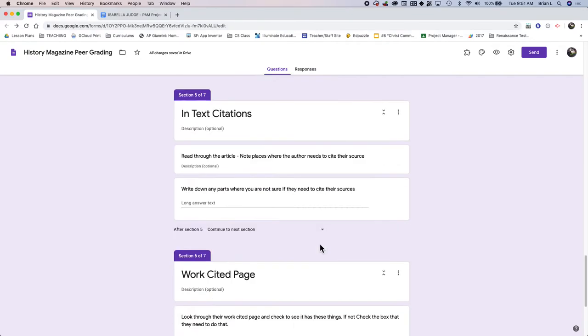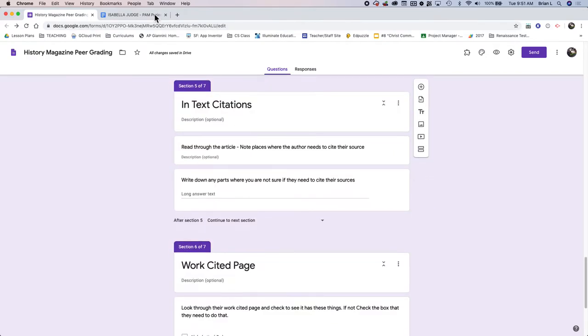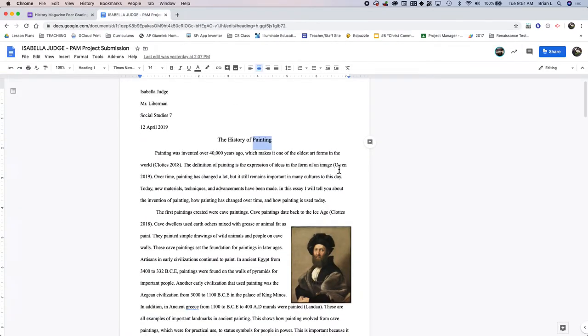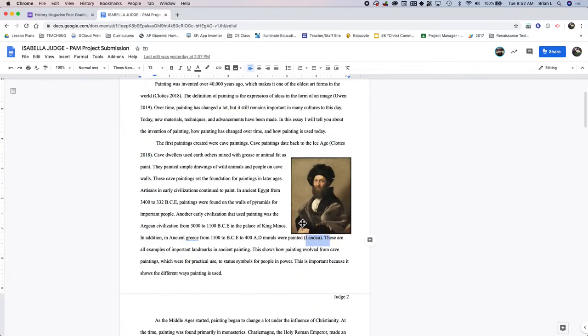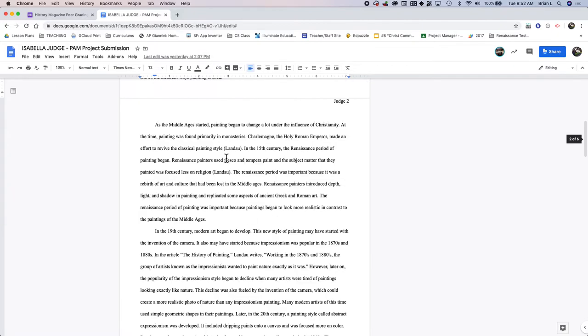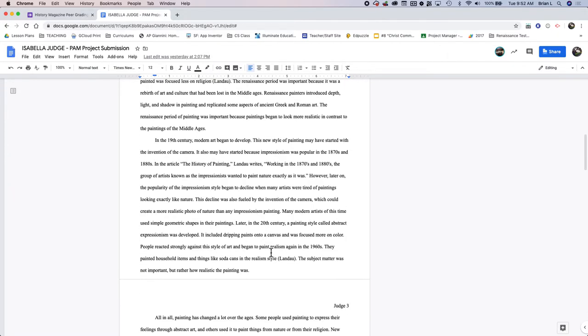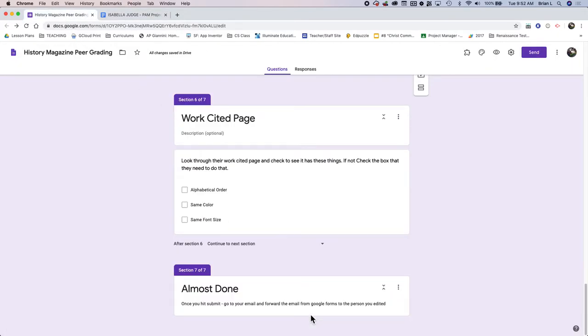The last thing that you're going to look at is their in-text citations, all righty? Isabella has a ton of in-text citations, all right? Even in her first paragraph, she's got 1, 2 in-text citations. Here's another in-text citation, all right? Here's another in-text citation, all right? We're seeing a lot of in-text citations, right? So she does a really good job of having in-text citations, all righty?